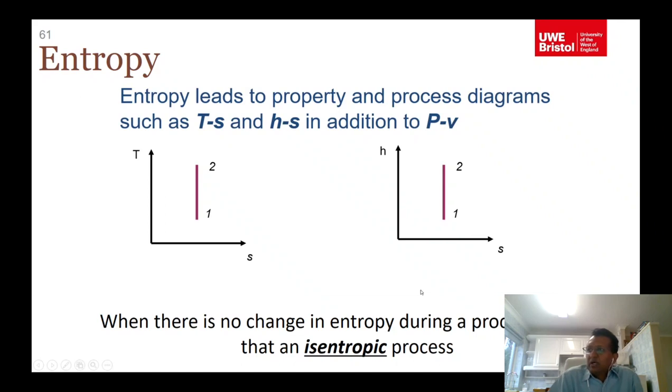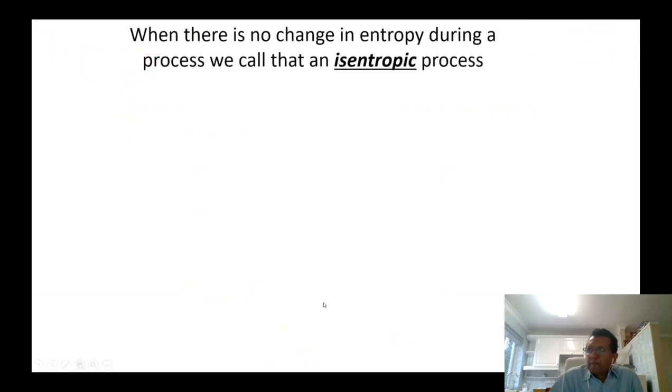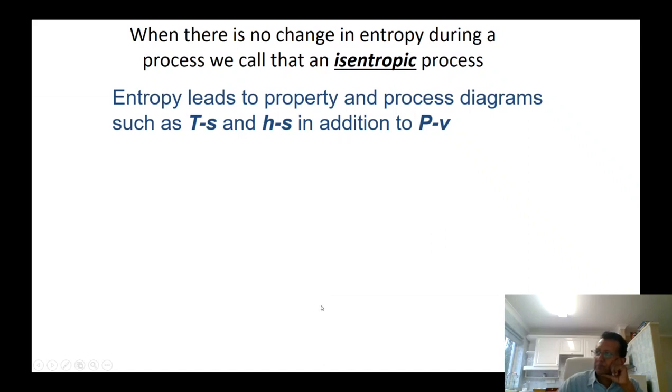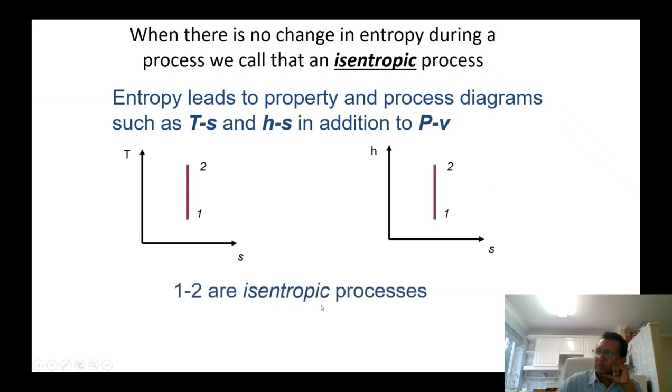Entropy leads to TS diagrams and PV diagrams. If there is no change in entropy during a process, we call it an isentropic process. Entropy leads to properties like TS and HS diagrams, in addition to the PV diagram. In an isentropic process, your S hasn't changed, and that's why they are important.